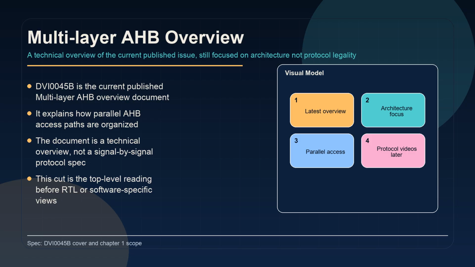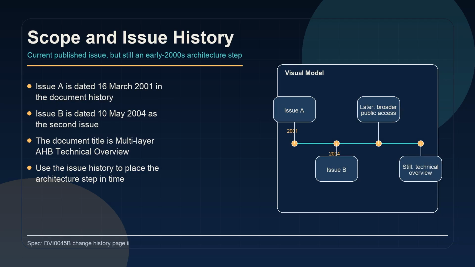in the AMBA family. The date framing matters. The current published issue is still rooted in an early 2000s architecture step. The change history shows Issue A in March 2001 and Issue B in May 2004. So this video treats multi-layer AHB as an established interconnect idea, not a recent protocol invention.